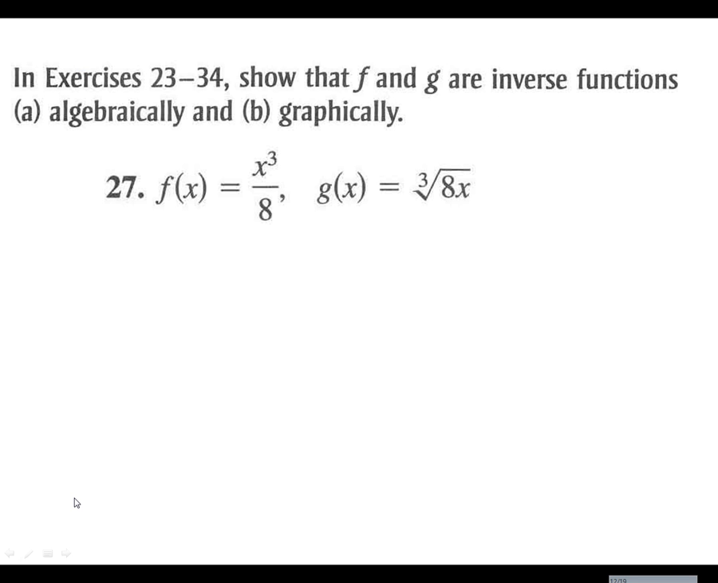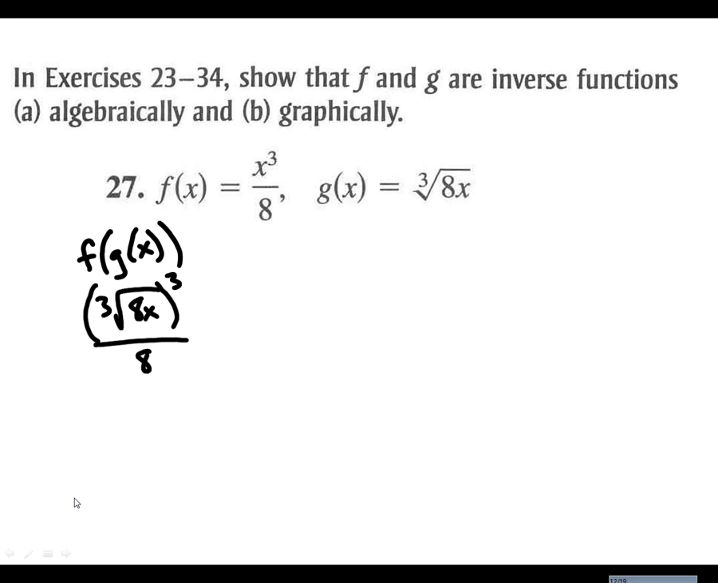So 27, same type of problem we just saw before. Let's make sure we can do this algebraically and graphically. Algebraically, f of g of x is going to be the cube root of 8x cubed all over 8. The cube and cube root cancel out. We're left with 8x over 8, which is x.